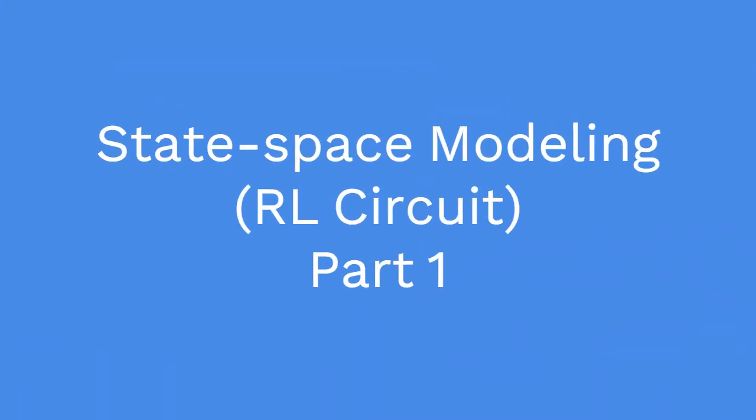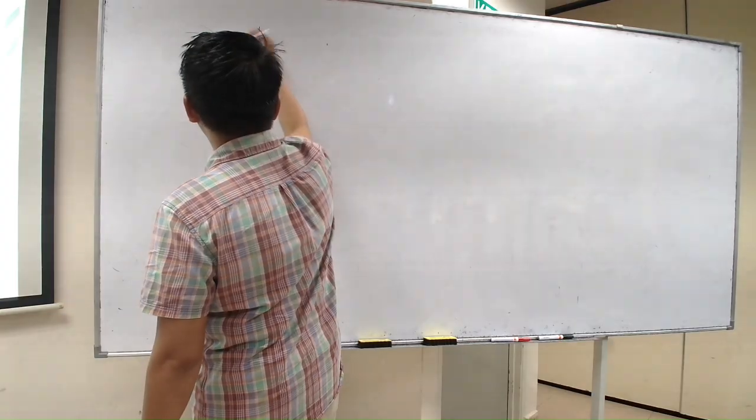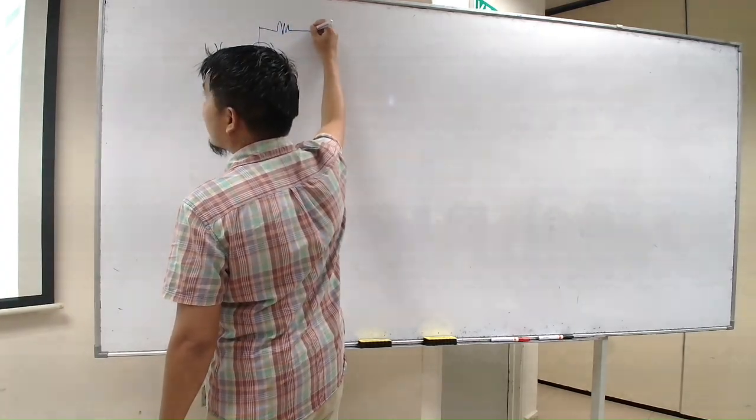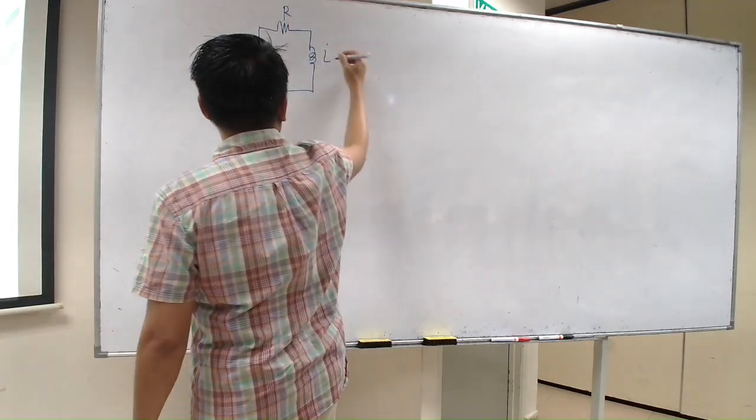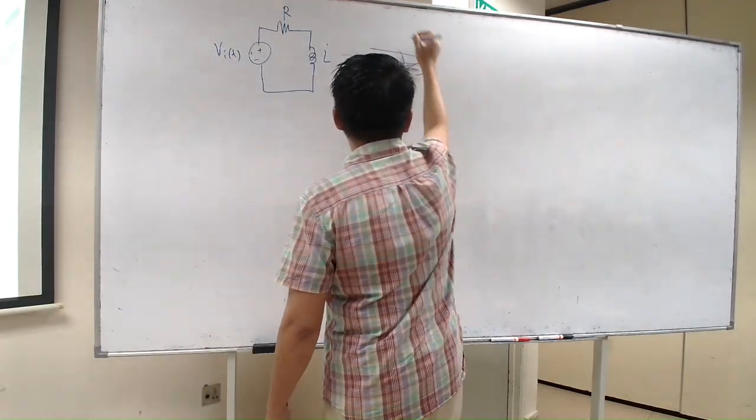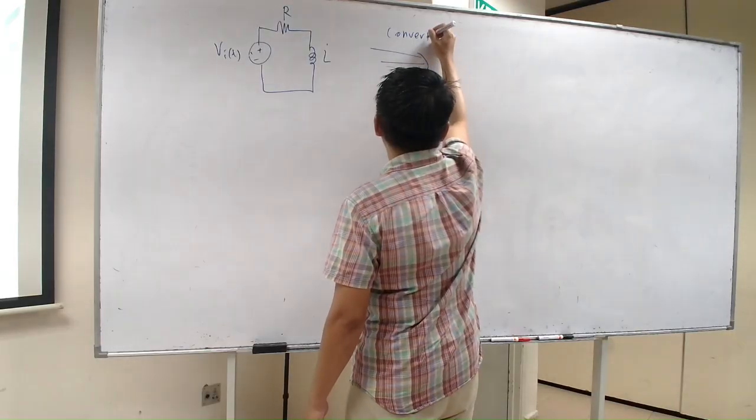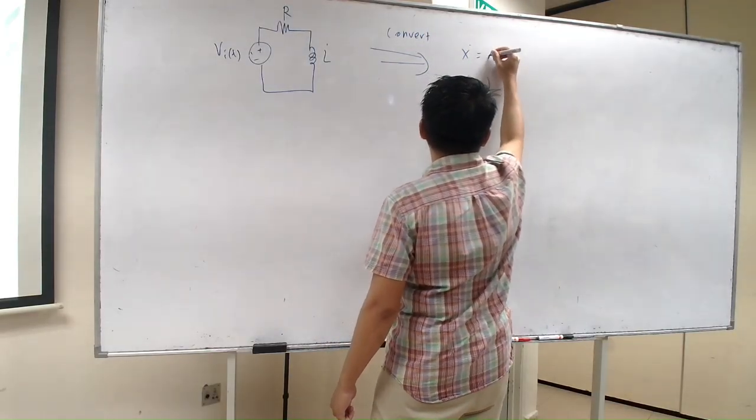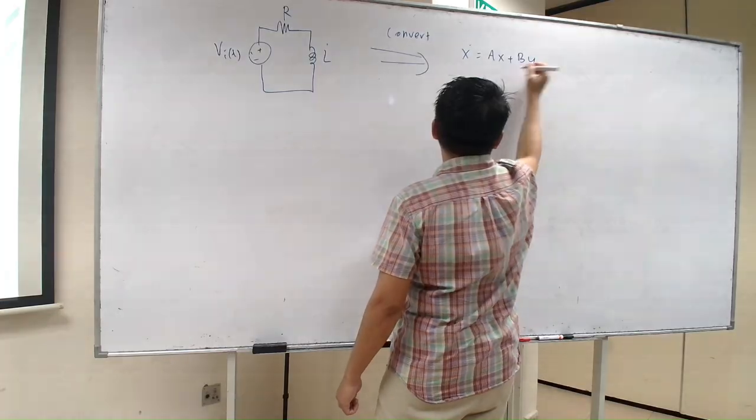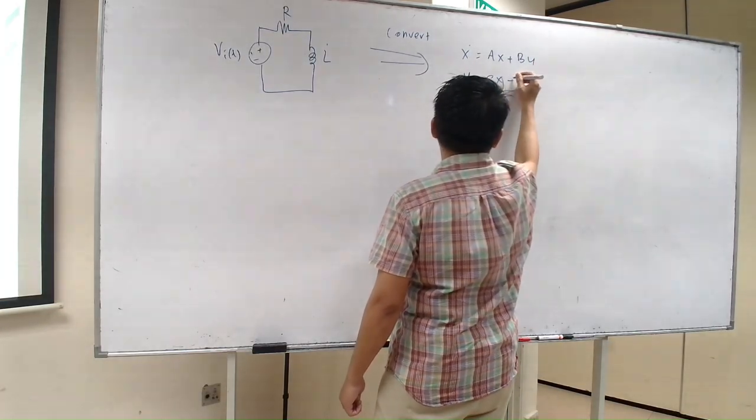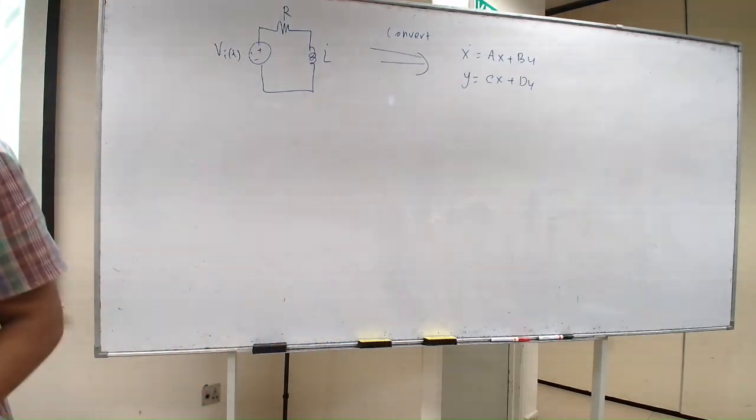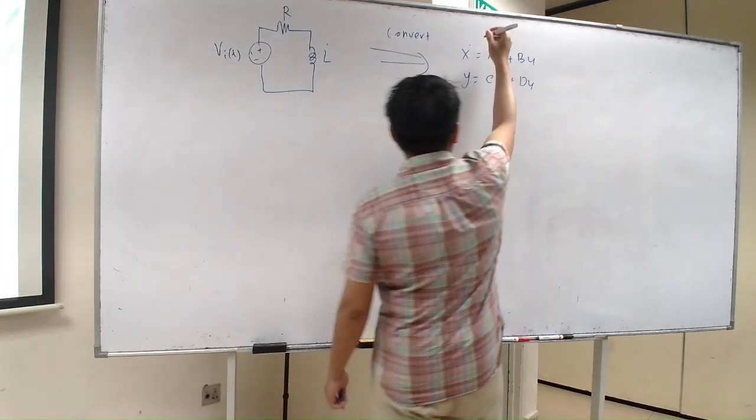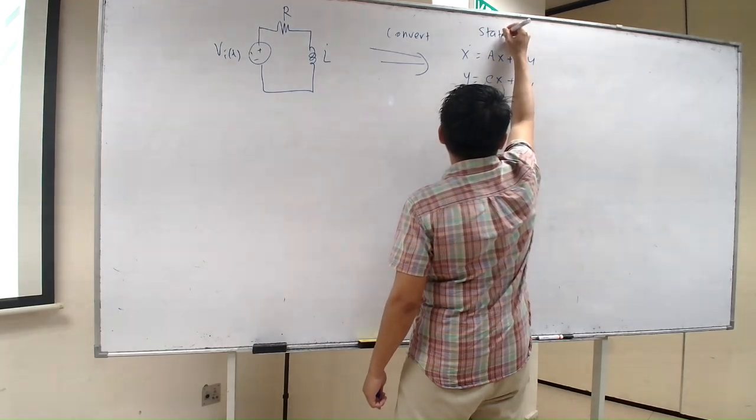So your task is, you have this circuit, R, L. Your task is to convert this one to x dot equal to Ax plus Bu, y equal to Cx plus Du. That's all. This is your task. What do we call this one? State space.